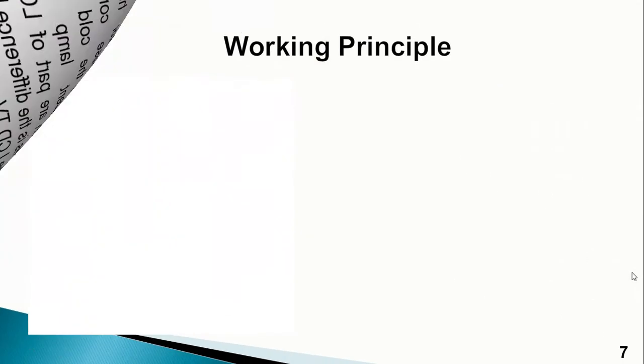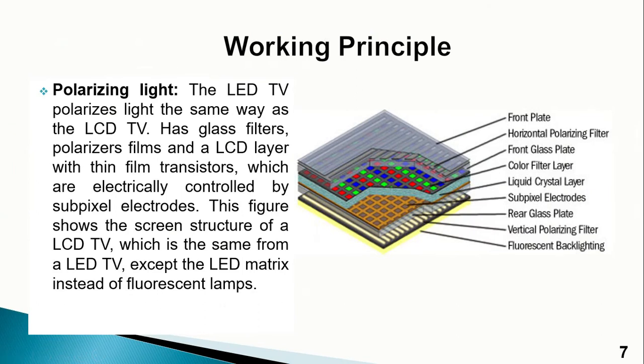Polarizing light. The LED TV polarizes light the same way as the LCD TV. It has glass filters, polarizer films, and an LCD layer with thin film transistors, which are electrically controlled by the subpixel electrodes. This figure shows the screen structure of an LCD TV, which is the same for an LED TV, except for the LED matrix instead of fluorescent lamps.